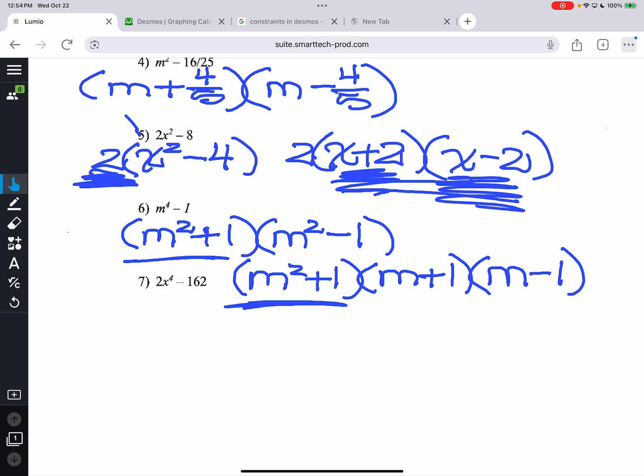Take it apart. Work with the numbers that you're given. The first part divided by 2 and the last part divided by 2. And what would it be? 81. 16 divided by 2 is 8. 2 divided by 2 is 1. Good. 81. So we're going to be left with, first, the greatest common factor, and then we have x to the 4th minus 81.